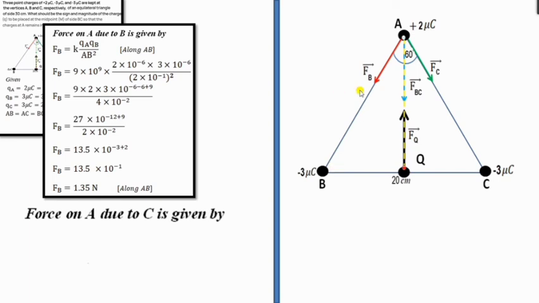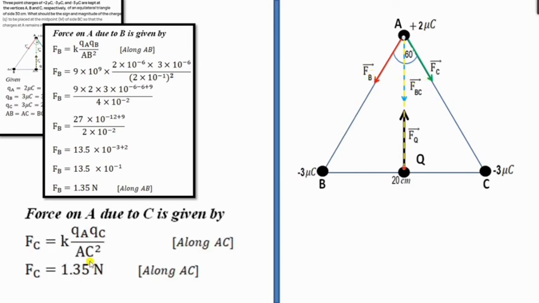So here you can see FB is 1.35 Newton, that is going downward. Now if you see this force, the charges are similar, minus 3, minus 3, plus 2, and the distance is equal, so this force and this force have to be equal. So I can write FC is equal to 1.35 Newton because the distances and pair of charges are the same for FB and FC. Now we will find the resultant of FB and FC.